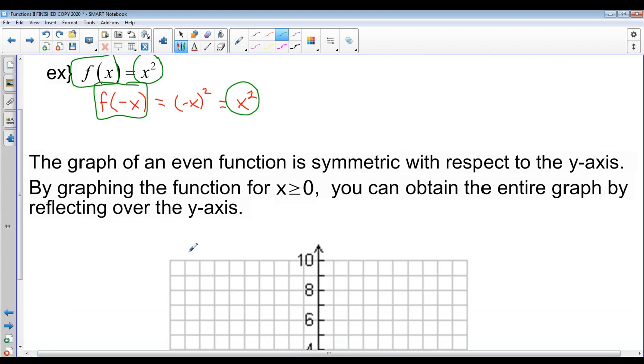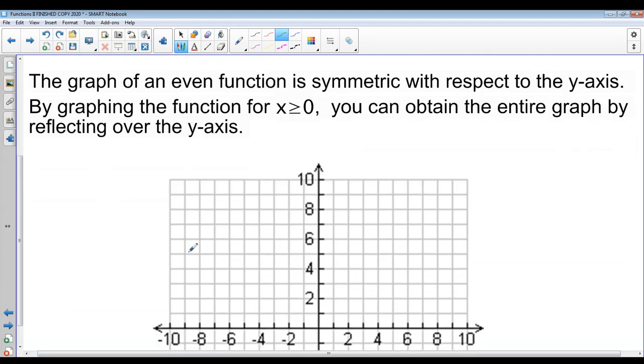The graph of an even function is always symmetric with respect to the y-axis. So it's basically a reflection over the y-axis. If I just graph my function for everything greater than or equal to 0, just the first half on the positive side of x squared, I would get this.